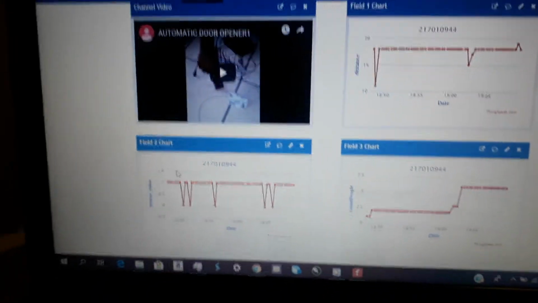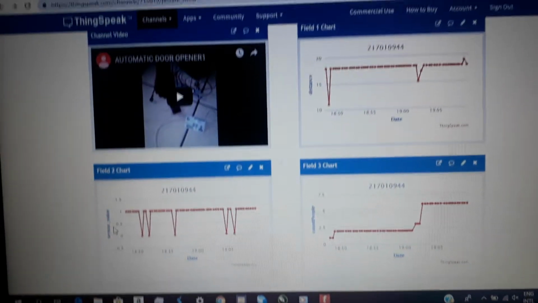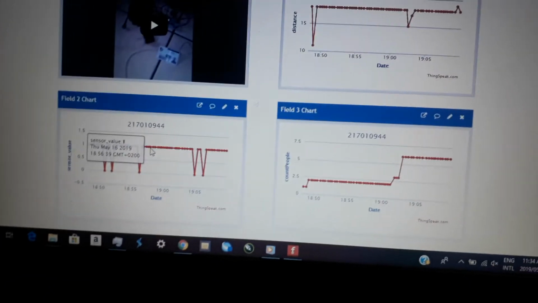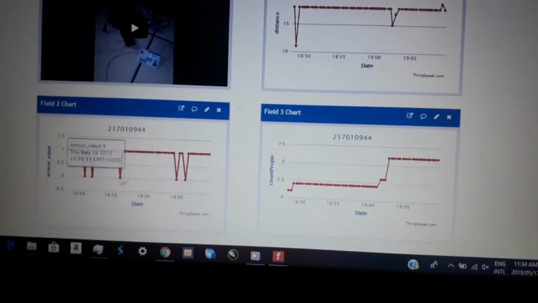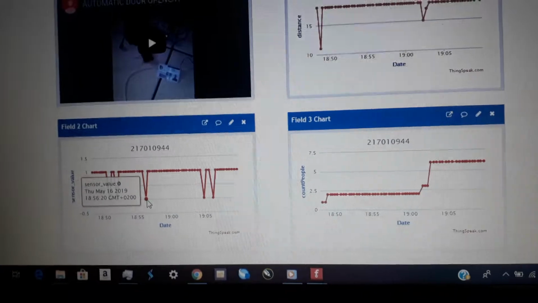Then field 2, the sensor value, represents the status of the door. When it is 1, the door is open, and when it is 0, the door is closed. That is the end of my video.